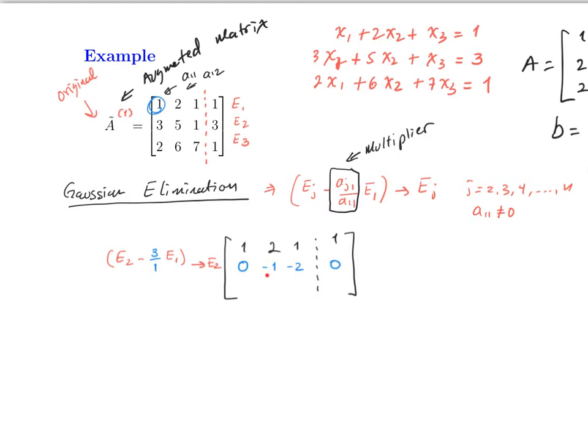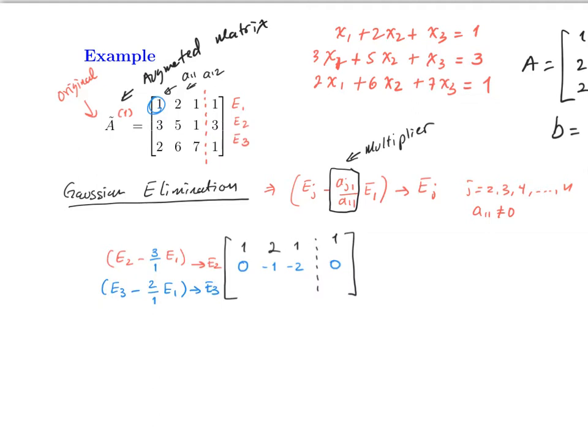Again, how do you get negative 1? Well, if you multiply this by minus 3, that will give you minus 6. Minus 6 plus 5 is negative 1. All right, so we follow the same rule. Then this will be E3 minus now 2 over 1 E1. Then put it in E3.